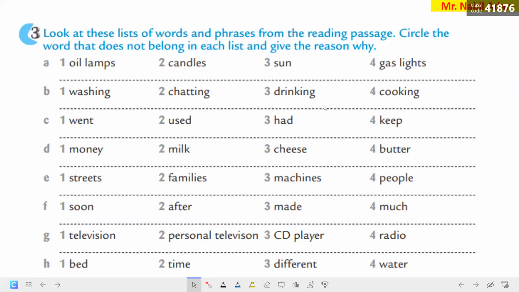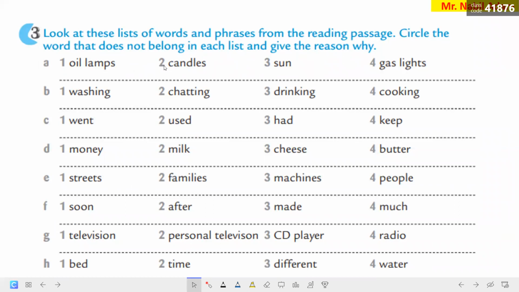Now, look at these lists of words and phrases from the reading passage. Circle the word that does not belong in each list and give the reason why. In letters A, B, C, D, E, F, G, H, we have four words in the list. You have to circle the odd one out. Which one is different? And you have to mention the reason.